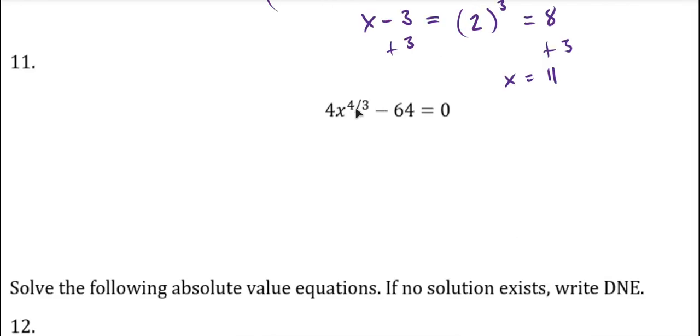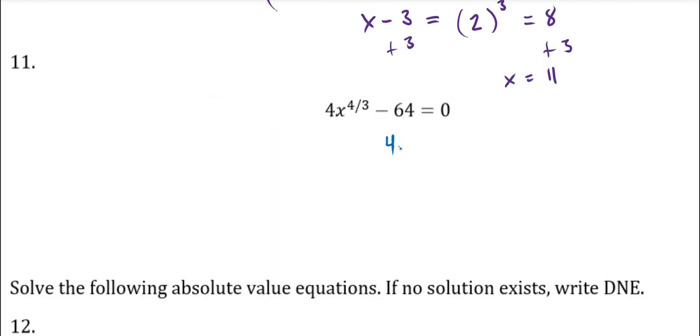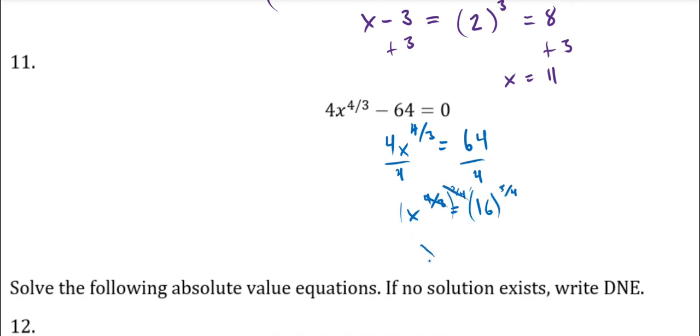Here we have a fractional power which is not isolated. We begin by isolating that power. 4x to the 4/3 is equal to 64 then, and dividing by 4 on both sides, we wind up with x to the 4/3 is equal to 16. We then raise both sides to the 3/4 power, and these cancel, giving us x. 16 to the 1/4 power is 2, and 2 to the 3rd power is 8. So we wind up with 8 in this case.